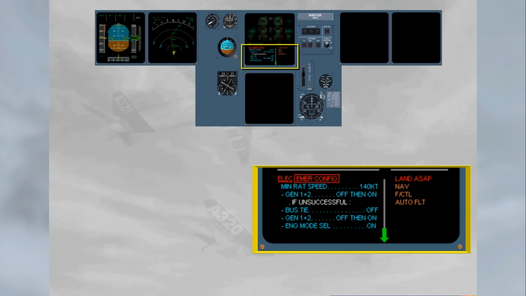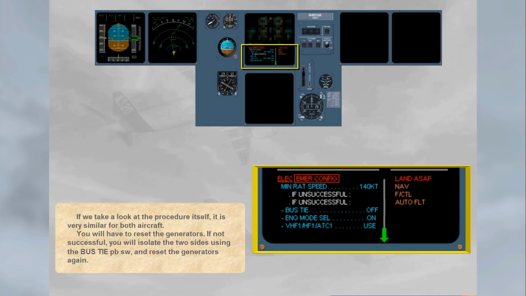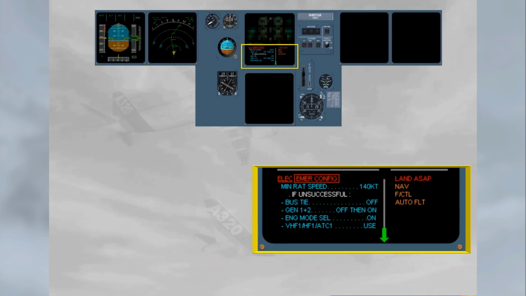If we take a look at the procedure itself, it is very similar for both aircraft. You will have to reset the generators. If not successful, you will isolate the two sides using the bus tie push-button switch and reset the generators again. As you can see on the engine warning display, only VHF1, HF1 and ATC1 are supplied.